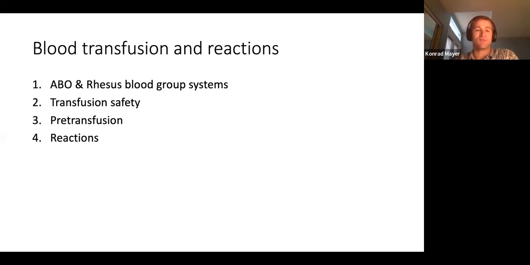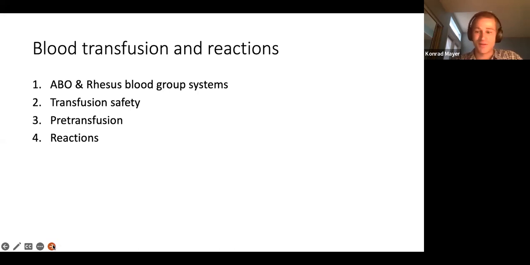And then the second and third points kind of belong together. They're transfusion safety and pre-transfusion. So I try to differentiate what happens right before you administer a blood transfusion and what happens, for example, when you're donating blood, to make sure that the future transfusion of that donated blood is safe. So I try to distinguish it according to the timeline. And then my last point in the lecture will be the various reactions that patients can have to blood transfusions. And I picked out the 6 most important, most common, and most good to know ones.